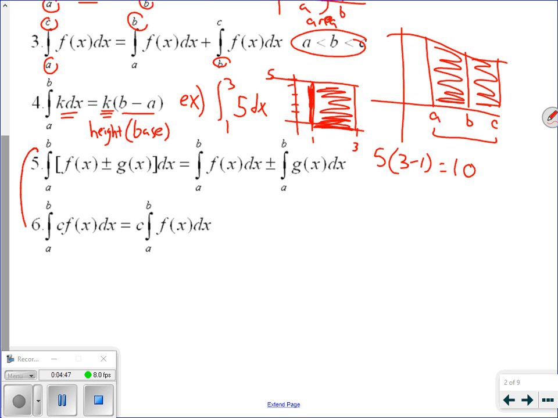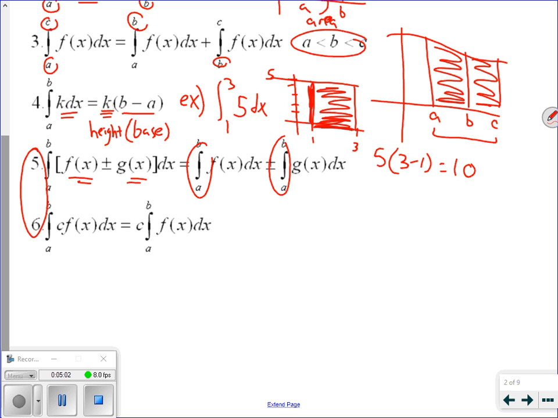Properties 5 and 6 are very common properties of a lot of things that we do. If you're taking the integral of 2 functions, adding or subtracting them together, we can split up the integration, just like we can with summation and limits and stuff like that.